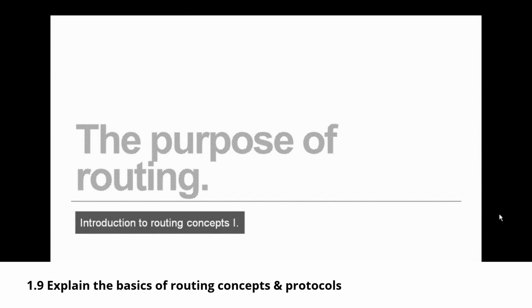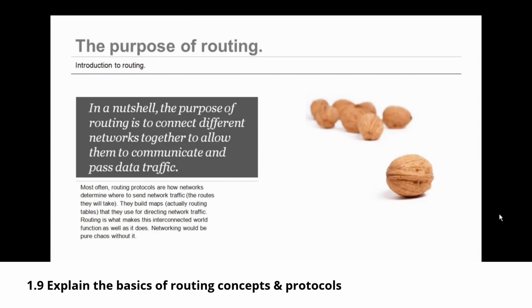First up is the purpose of routing. The basic purpose of routing is to connect different networks together to allow them to communicate and pass data traffic between them. Most often, routing protocols are how networks determine where to send network traffic. That's the routes that they will take.